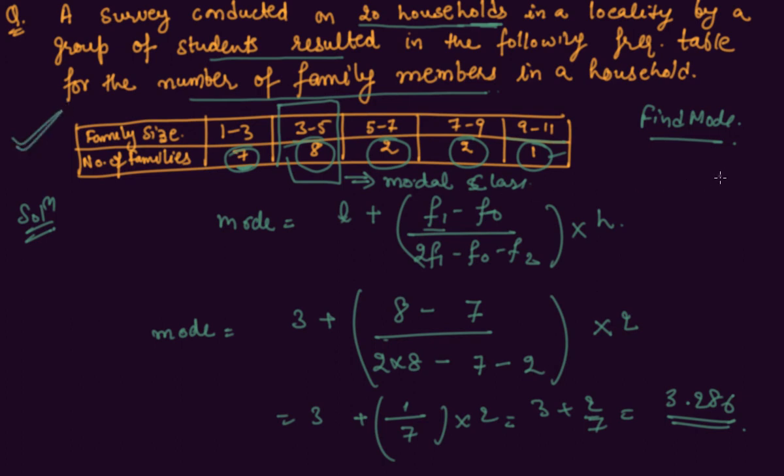So this is the mode of this survey. We were to find the mode of this survey, and we got the mode as 3.286. I hope, students, you are pretty clear now how to find the mode of a particular class or table.